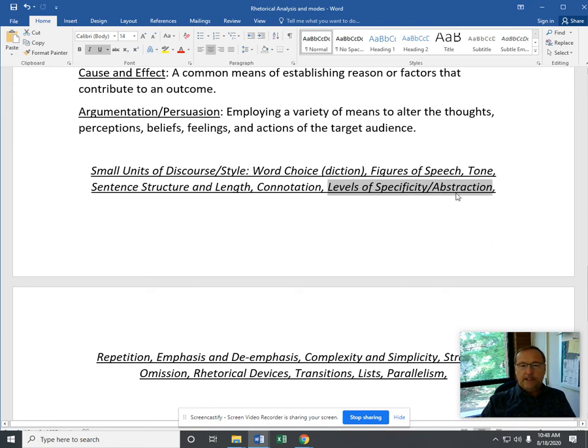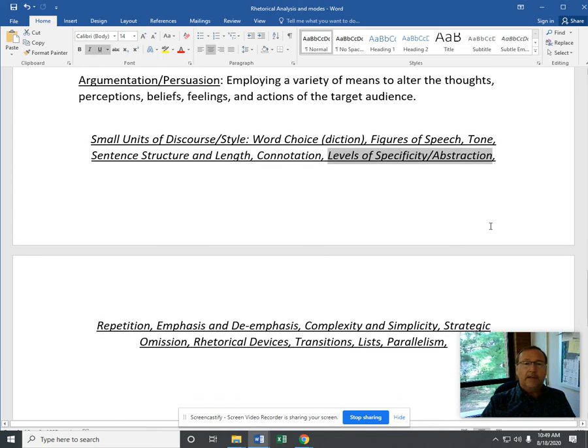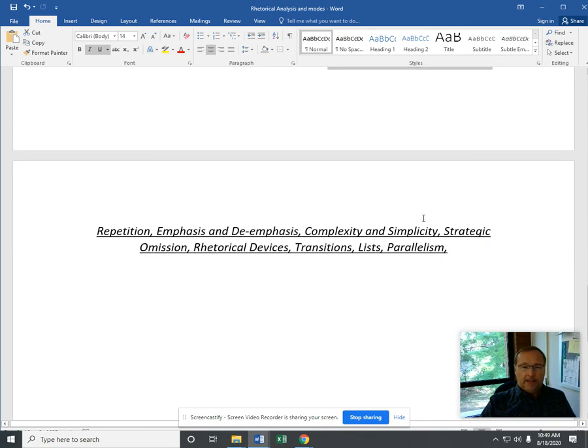Abstraction usually depends more on emotion rather than facts, and the more specific something is, the more factual it becomes. So if we can get used to thinking about the levels of specificity and abstraction of different terms, we can write and communicate much more effectively. All right, let's move on.